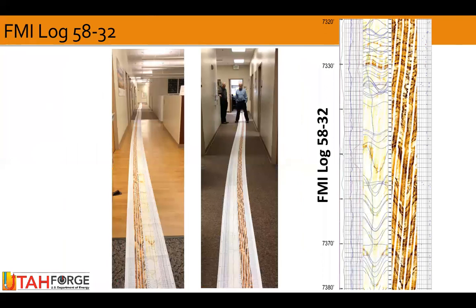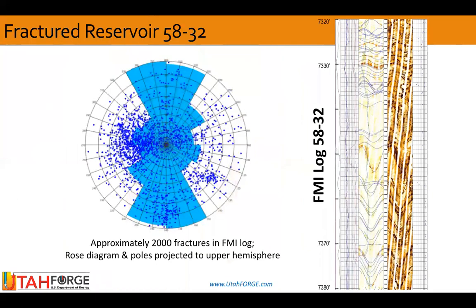An FMI log was obtained after completion of well 5832. Here you can see it stretched out through the hallways of EGI, and this provides the best characterization of the fracture patterns and fracture orientations in the basement rocks. The stereonet on the left represents an upper hemisphere projection of the poles to fracture planes identified in the FMI log. Importantly, fractures are moderately to closely spaced, and they have a wide range of orientations.